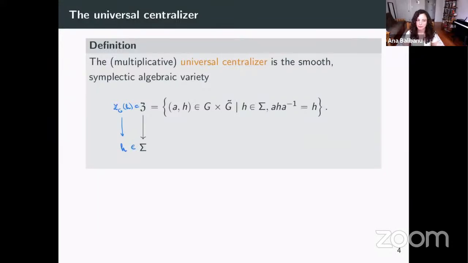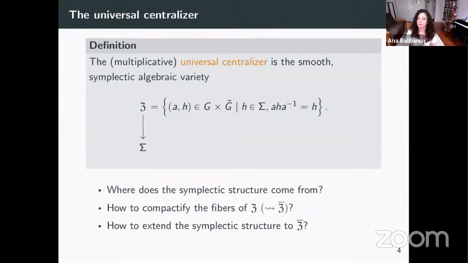So during this talk, I want to answer 3 questions. The first question is I will explain where the symplectic structure comes from in a way that's maybe not exactly historically the way that people found the symplectic structure, but that is sort of generalizable.